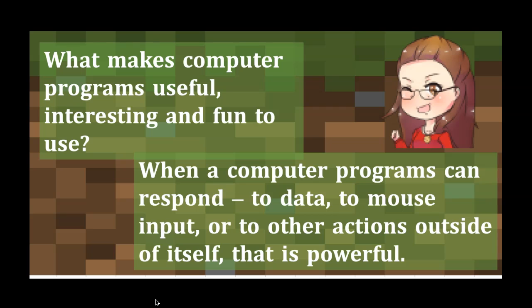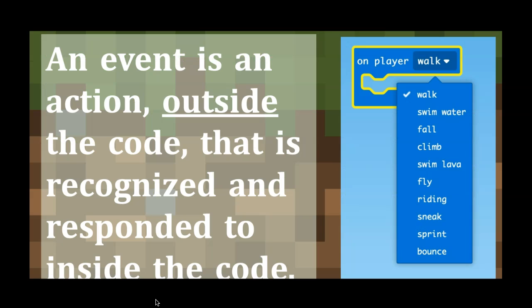What makes computer programs useful and interesting and fun to use? When a computer program can respond, when it can react to data, to mouse input, to other actions outside of itself, that's what makes it powerful and interesting. Think if you went into a video game and walked around, but you couldn't break anything, you couldn't battle anything, you couldn't get anything. You just walked around your video game, but you could never do anything. That's no good. So what makes your game interesting is that you can actually respond. You can actually be part of the world you're in. That's what makes computer programs interesting and powerful.